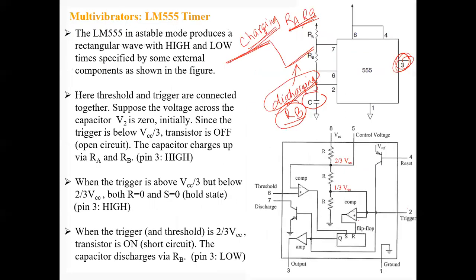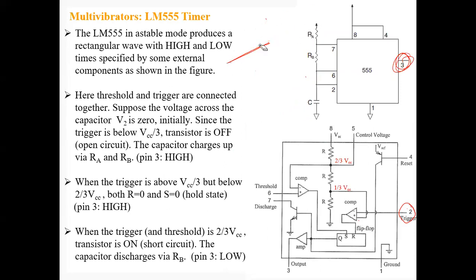Now V2 here, where is my V2? V2 meaning this one here. What is V2? This is my V2. V2 is the voltage across the capacitor, because V2 means the voltage at pin 2, which is the voltage across the capacitor. So when I say V2 is the voltage across the capacitor.